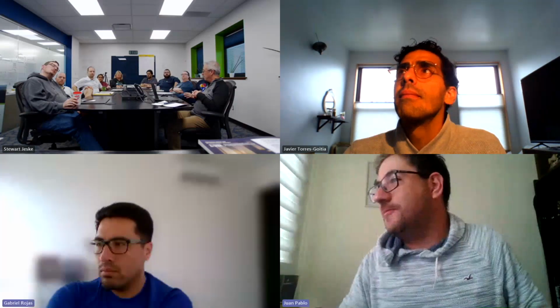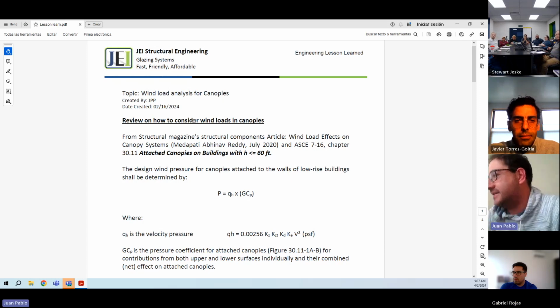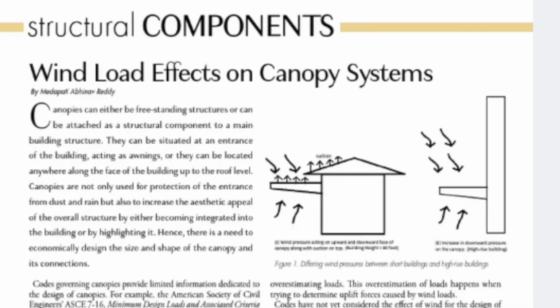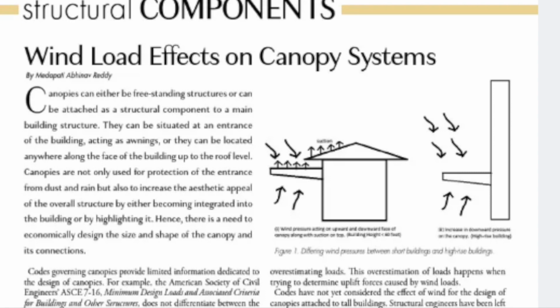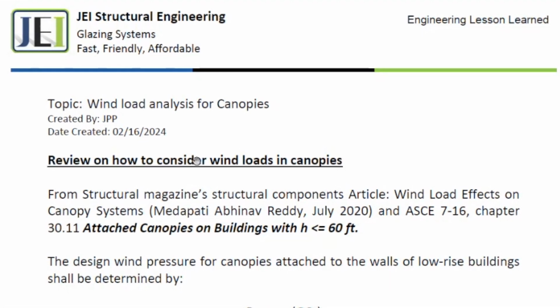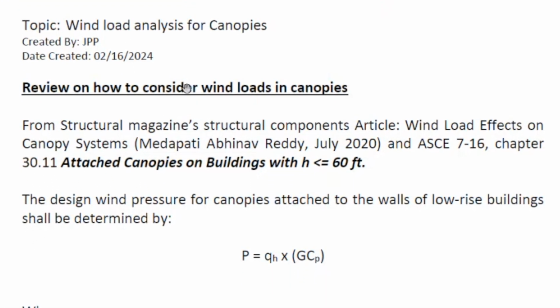Today I bring you a review on how to consider wind loads in canopies, based on the Structural Components magazine article called Wind Load Effects on Canopy Systems by Medapati Abhina Reddy from July 2020, and from ASCE 7-16, chapter 30.11, attached canopies on buildings with heights smaller than 60 feet.